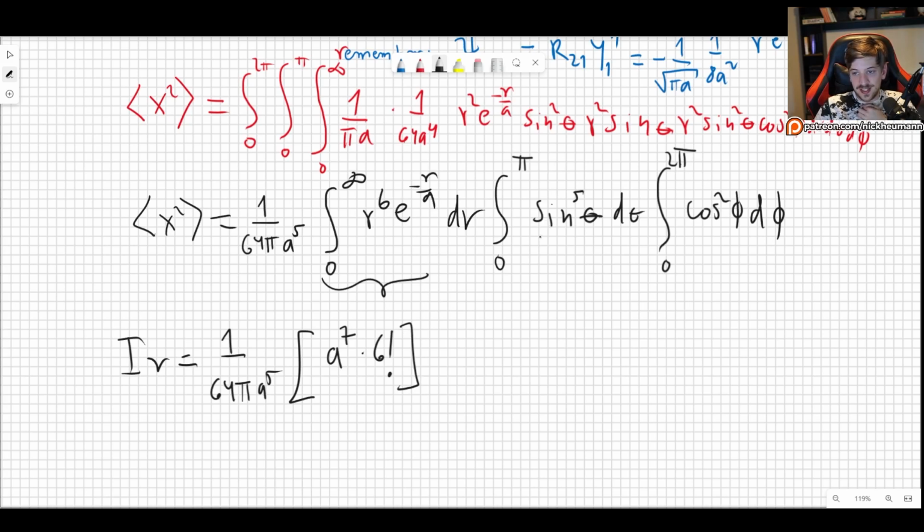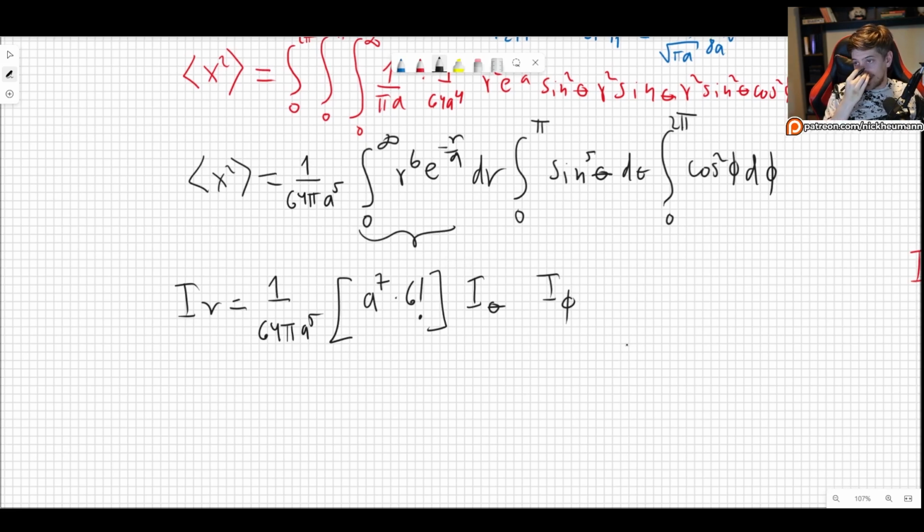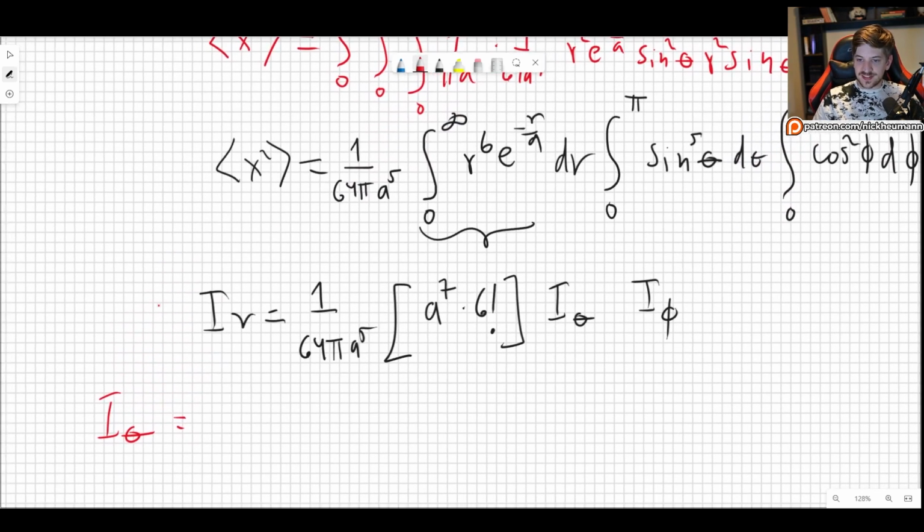Then we go for this, which I'm just going to call I theta, and I phi, which we have not calculated yet. So there's a few ways to go about it. I made an entire video about how to find any odd power of sine, but I guess we can just calculate it manually. So let's begin calculating I theta. Now this integral is of course the one with sine, and since this is only 5, it's not that high.